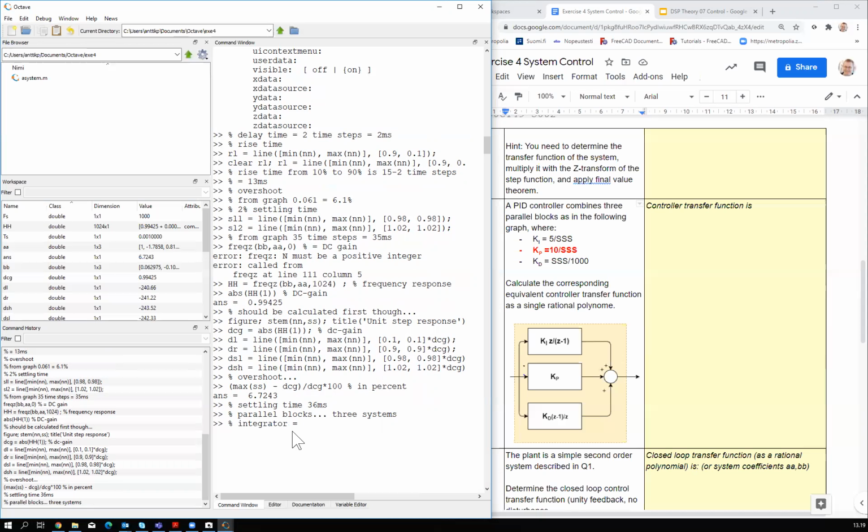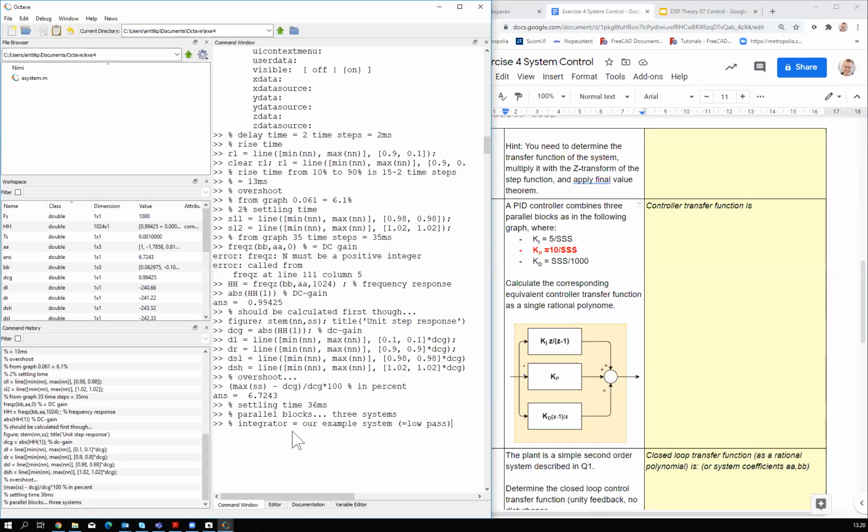The integrator is actually our example system, which is a low pass filter. Ideally, and in this exercise, you would use exactly that transfer function. The integrator's transfer function is z divided by z minus 1, and then you have the scaling factor of k there.